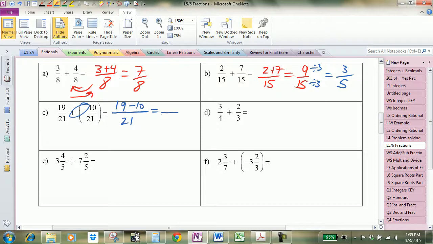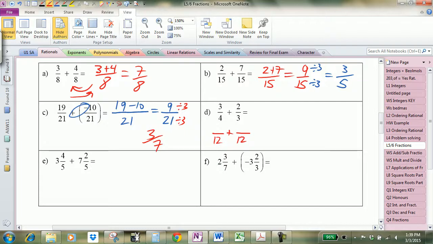Make sure we're working. Don't just watch me do math. Iqbal? 9 over 21. Is that a good answer, though? No. What do we have to do? Simplify. Reduce it to lowest terms. So divide by 3, divide by 3, 3 over 7. Okay. D, what do we have to get first? Common denominator, which is 12. Okay. Go ahead, do that.